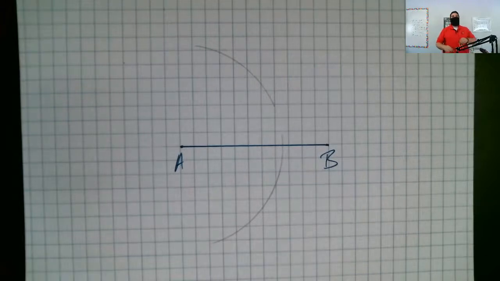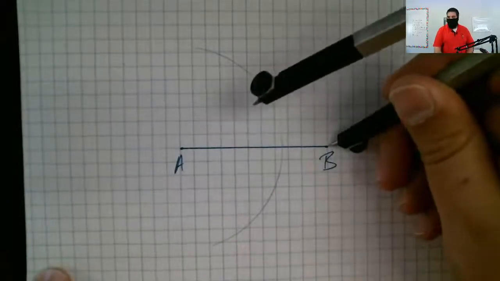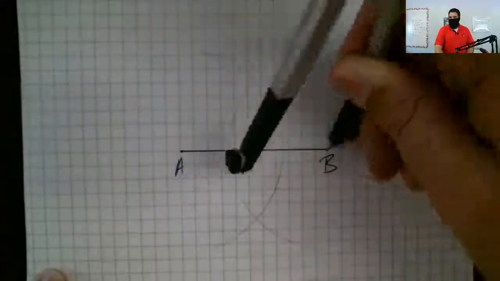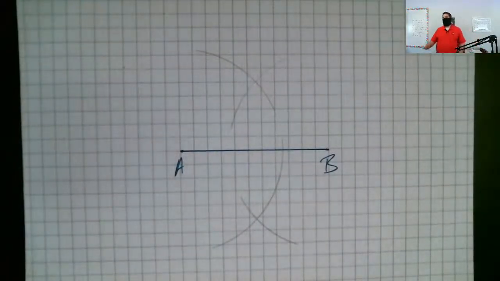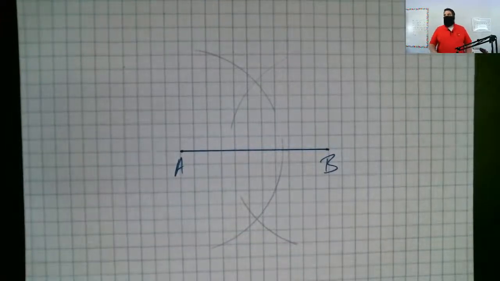Then, without changing my compass, I'm going to leave it exactly the same, with B as center, and I'm going to mark so I hit the original 2 arcs. If you can't hit the original 2 arcs, it means your original radius wasn't big enough. You have to expand it and try again from both. That's why we tell you at least half of AB. I usually aim for nearly all of AB if I've got room, because then you don't have to worry about it.